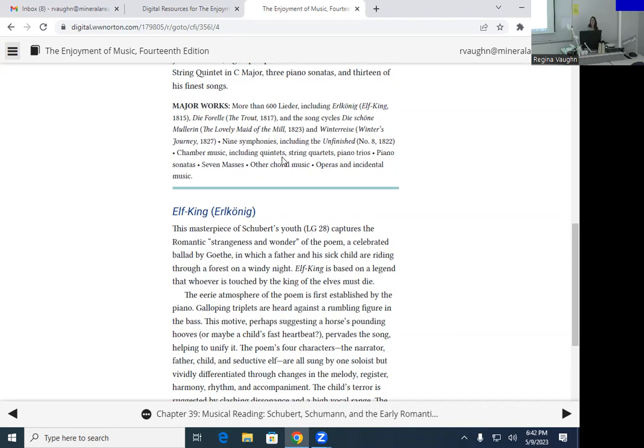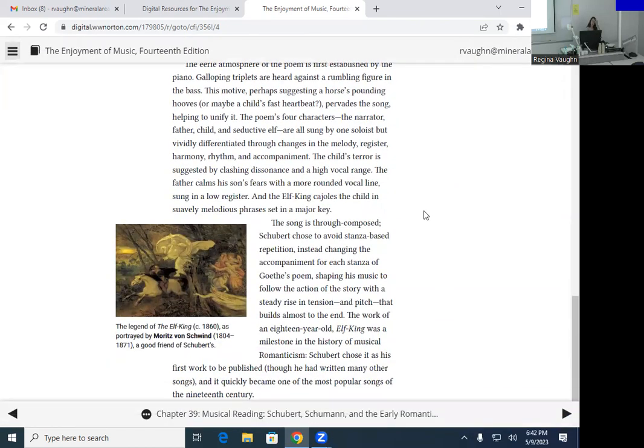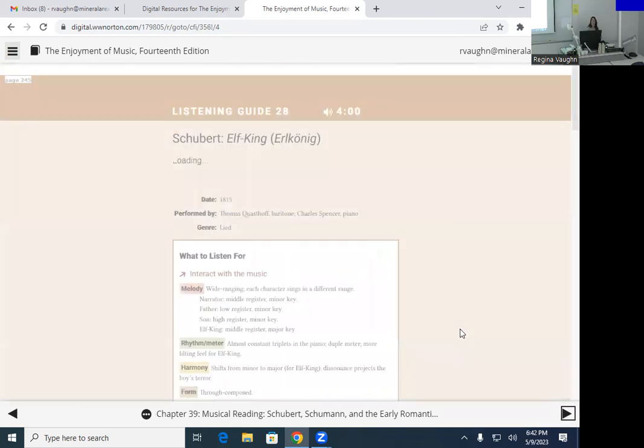He wrote chamber music, including quintets, string quartets, and piano trios, piano sonatas. He wrote 7 masses, and other choral music, operas, and incidental music. So to only be 31 when he died, he was a very busy person. He just wasn't very wealthy.